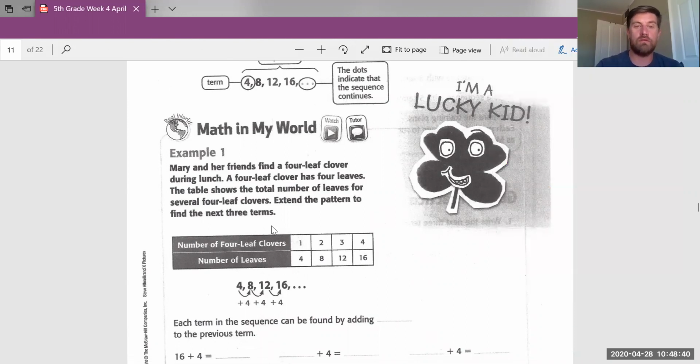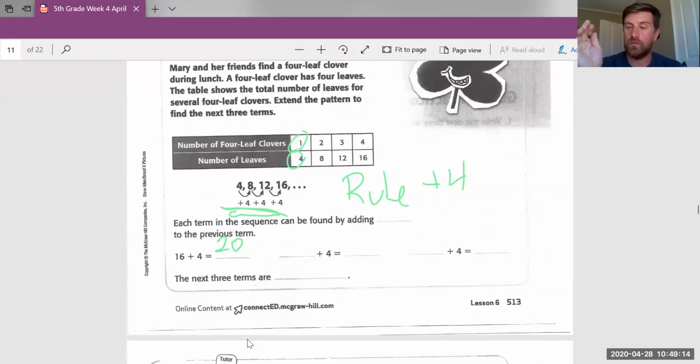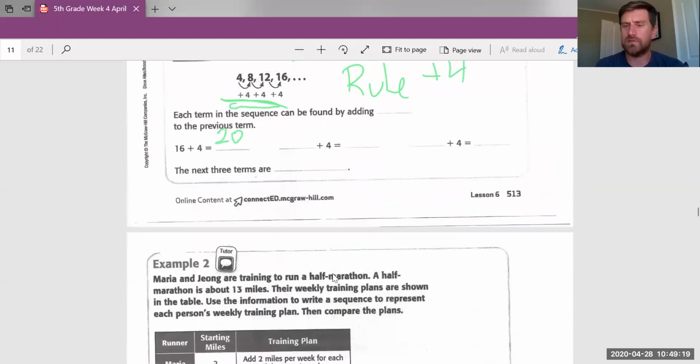As we look, we have a 4-leaf clover. They found one. A 4-leaf clover has 4 leaves. So if 1 has 4, 2 will have 8, 3 will have 12, 4 will have 16. As we were writing it all down, the rule would be plus 4, and we could put those little plus 4s there. So each term can be there. We keep going: 16 plus 4 gives us 20, and then 20 plus 4, and so on. Now we're just skip counting by 4s. Really, it's back to basics. What a quick page.